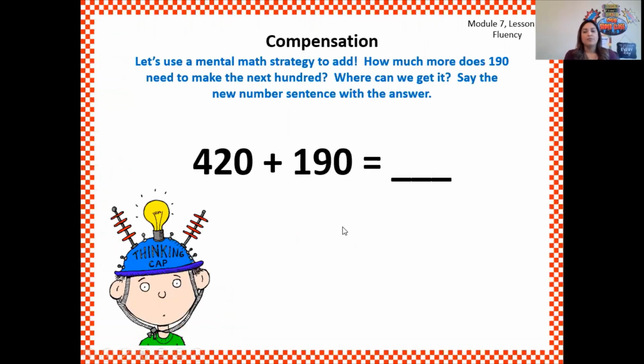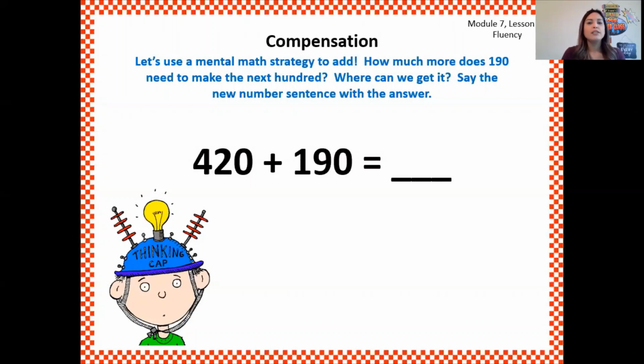Now, first, let's start with some mental math strategies to add. We did this for lesson 20 with two-digit numbers. This time we're going to use three-digit numbers, but the process is the same. For lesson 20, I made the number bonds for you, but on this one, I want you to make your number bonds on your own, or if you can do it in your brain, even better. The first problem is 420 plus 190. If you need to pause the video to solve the problem, you can do that. If not, you can just follow along.